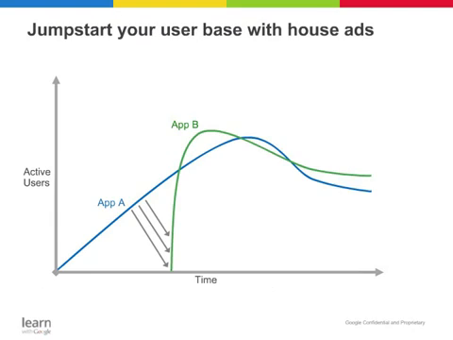If you have more than one app, you can also use house ads to cross-promote your apps. House ads let you jumpstart your audience from one app to the next. This helps you accelerate the adoption of your next app by leveraging your existing loyal users, as you can see in this chart.